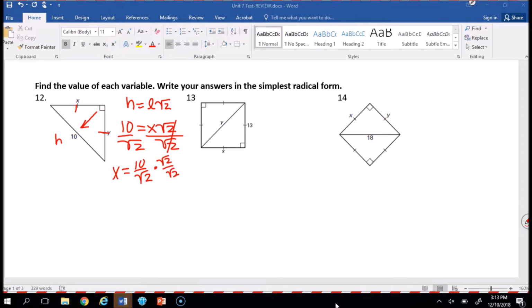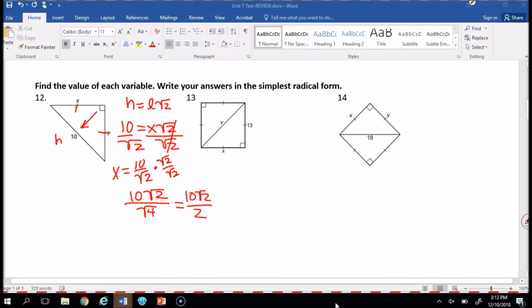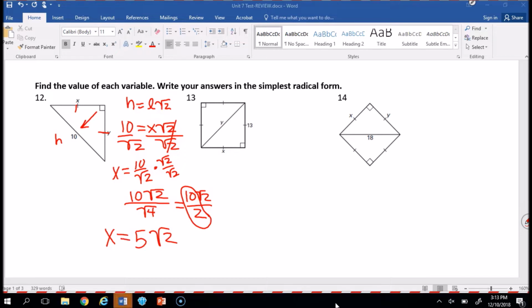Now, when I do that, I'm going to get 10 square root of 2 over the square root of 4. And that's going to be 10 square root of 2 over 2. And then I notice here that I can divide the 2 into the 10. So our answer is going to be 5 square root of 2. That is the value of x. And what I recall up here is that x and y are equal, so that is also the value of y.